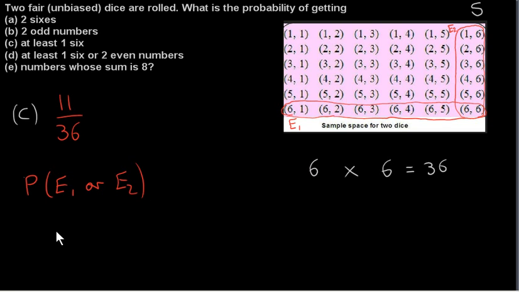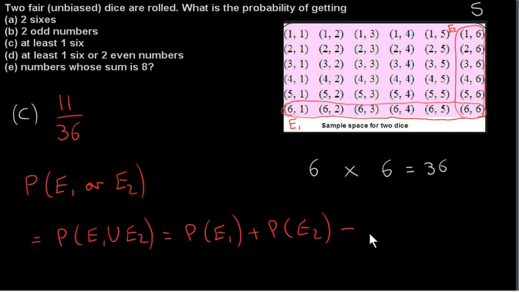So we know that in set notation, this is the probability of the union of these two sets, and we know that this is the probability of E1 plus the probability of E2 minus the probability of the intersection of E1 and E2.